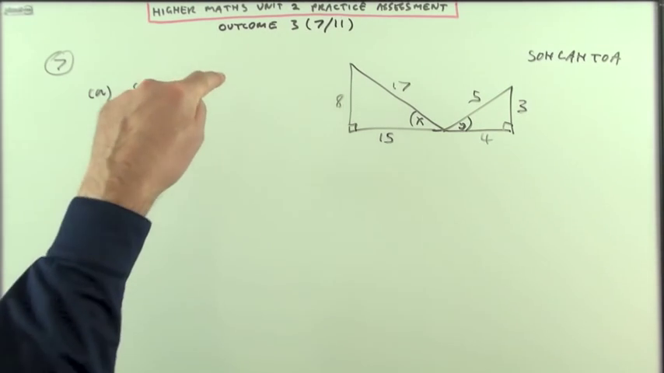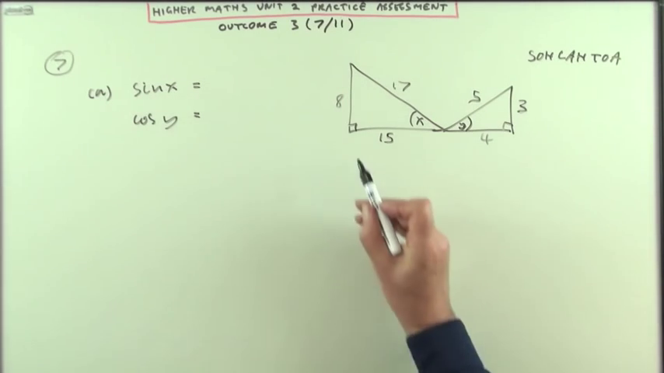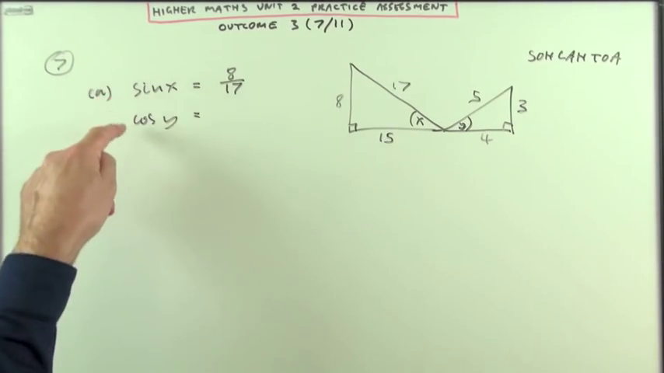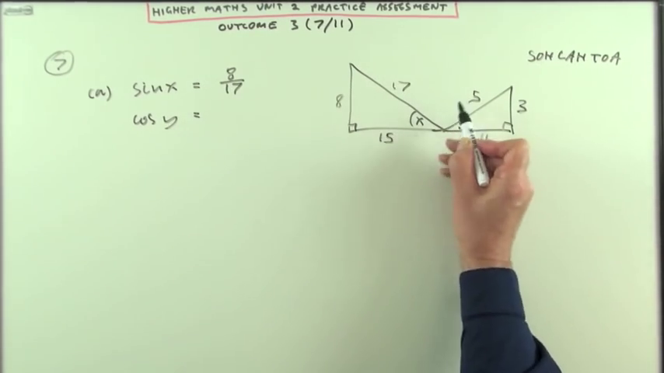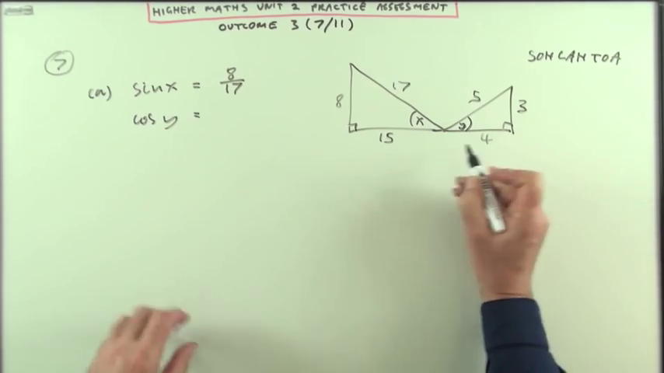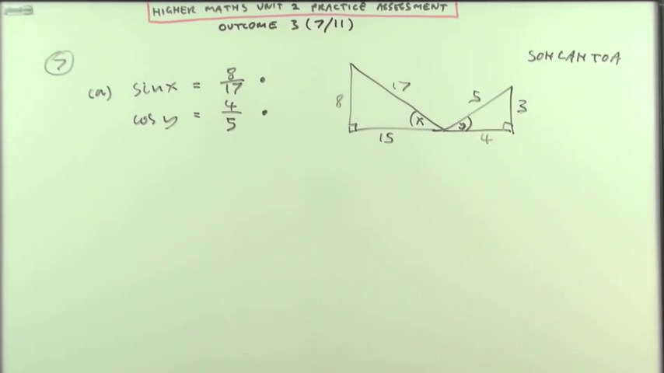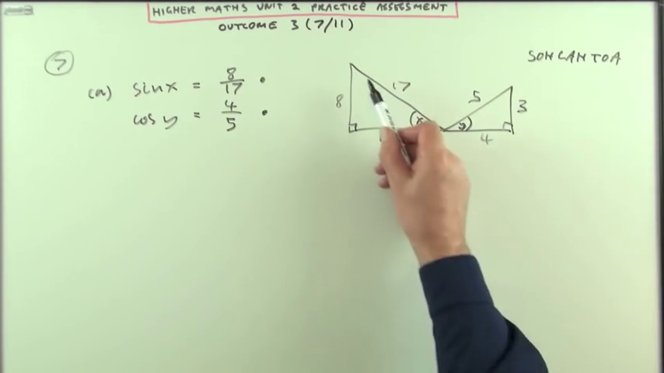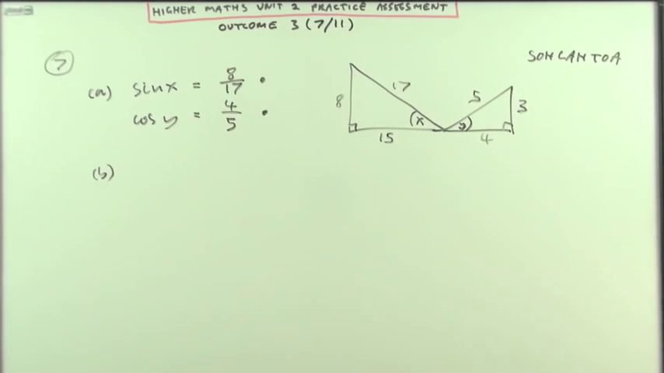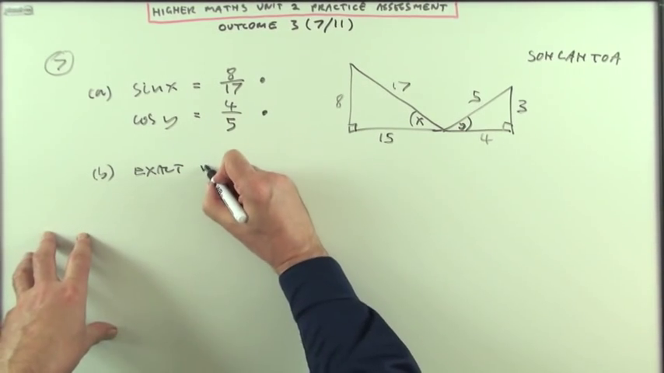However, the marks don't come until you write these two answers down. So the sine of x, sine means the opposite to the angle, that'll be the 8. So the sine of x is the 8 over the 17, and of course sine and cosine always involve the hypotenuse, that's why you have to work those out. And the cosine of y means next to the y. What's next to the y? 4. So it's 4 out of 5. Those are the first two marks. But that's a lot easier than that question 6. What you need to do is put in the hypotenuse of both of these triangles, and then just write down the ratios.